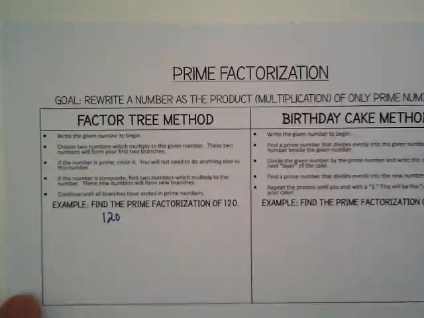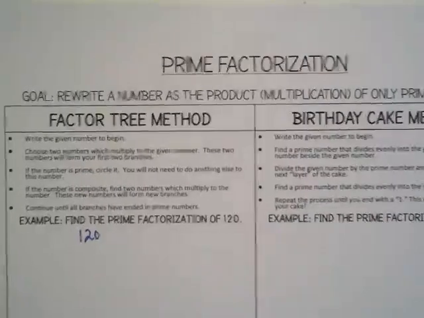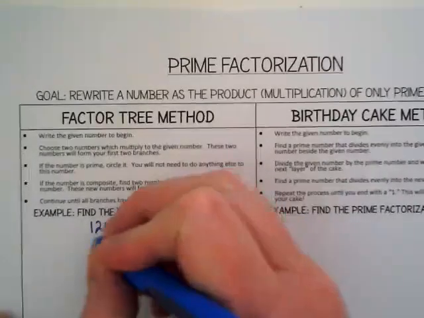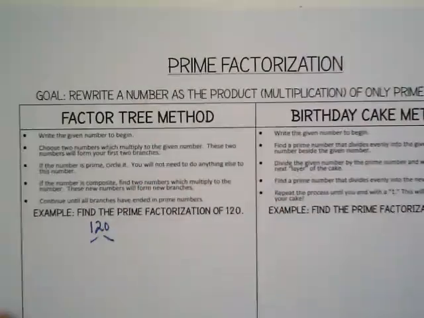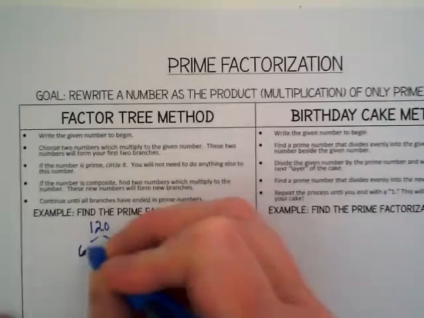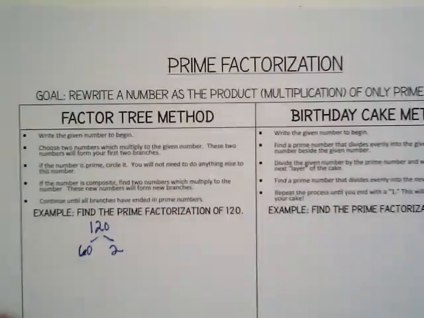And I want to read through the list of bullets for the factor tree method. You write the given number to begin. We're going to draw branches underneath. That's why it's a tree, because those are branches. And we're going to choose two numbers that multiply to give us that given number. What are two numbers you guys know would equal? 60 and 2. Okay, let's do 60 and 2.